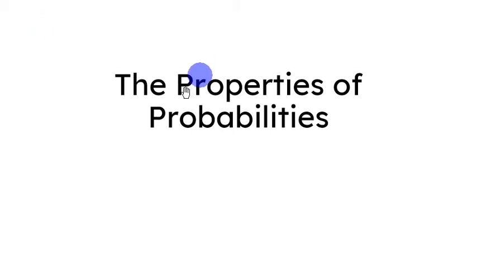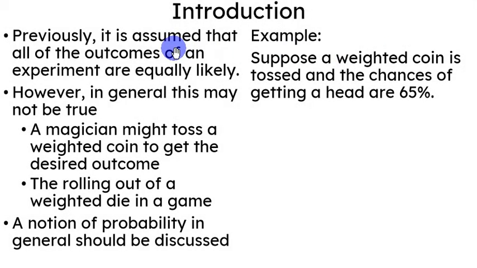Let us now look into the different properties of probabilities. Now, we have assumed previously that all outcomes of an experiment are equally likely. However, in general, this may not be true. A sleight of hand magician might toss a weighted coin. There might be a weighted die in a game so that it will give the desired outcome.